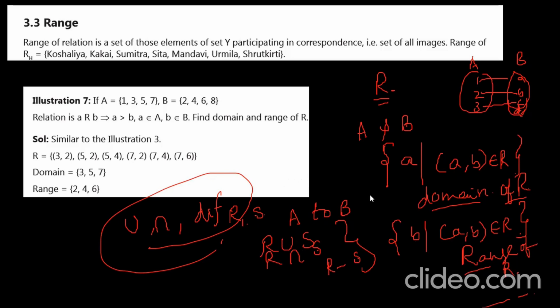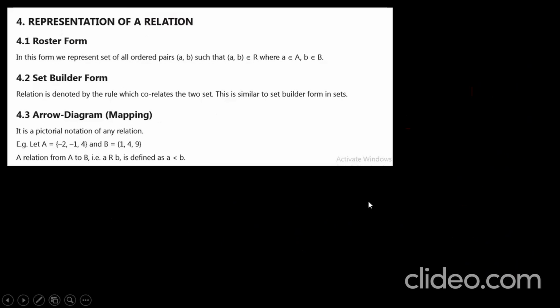This is about domain and range. Next, representation of a relation. In general, how we represent sets, in the same way we can represent relations also. In roster form, we represent the set of all ordered pairs like (a, b), where a belongs to A and b belongs to B. And in set builder form, the relation is denoted by the rule which correlates the two sets. This is the same as that of sets.